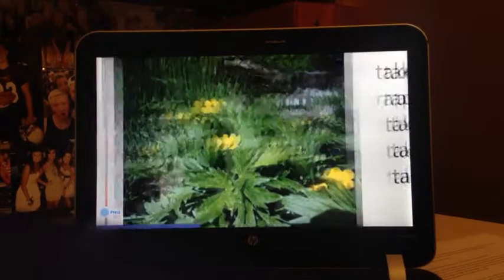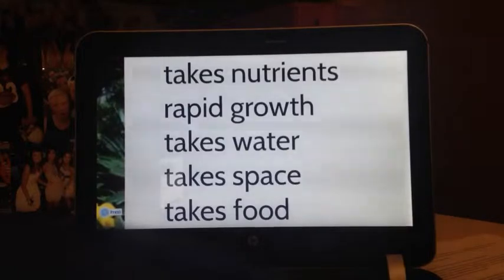Invasive species grow very rapidly, and like I said earlier, they take away native plants' nutrients, and not only that, they also take sunlight, physical space, and water. So it was really important for us to get the buttercup plant out as quickly as possible.